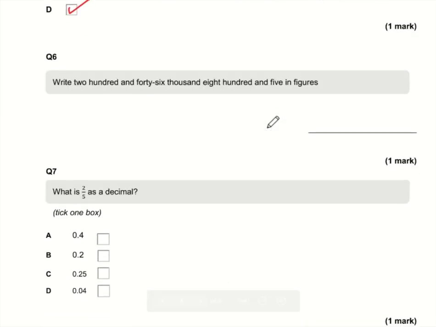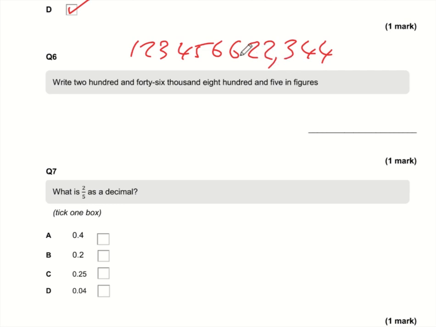Write 246,805 in figures. So we need to remember that when we've got the word thousand, or million, or billion, or trillion, that is a comma. And that helps when we're trying to read numbers. So I'm just going to write a number at random here. If I go from right to left, after every 3 I'm going to put in a comma, 1 2 3 comma 1 2 3 comma. So this is thousand, million, billion. So 123 billion, 456 million, 622,344. So it's all about our ability to read a 3-digit number and say billion, million, thousand.